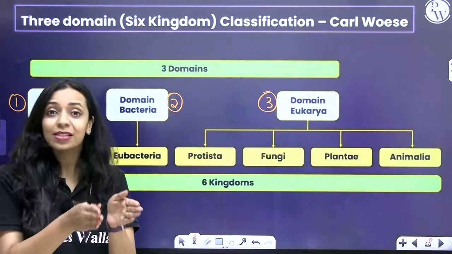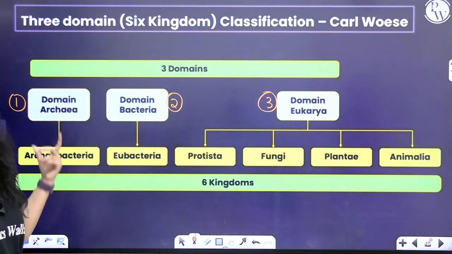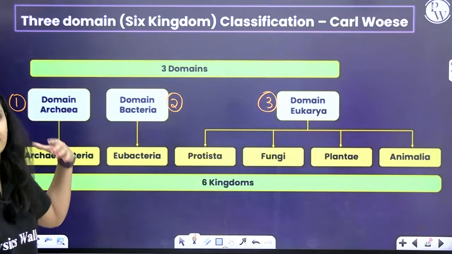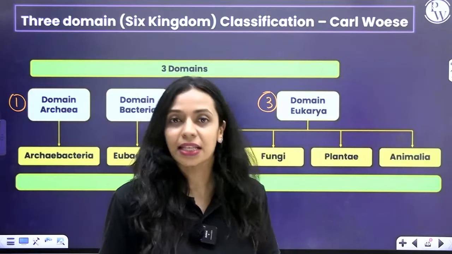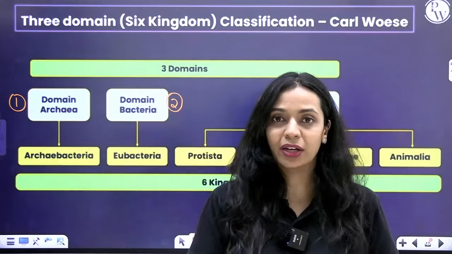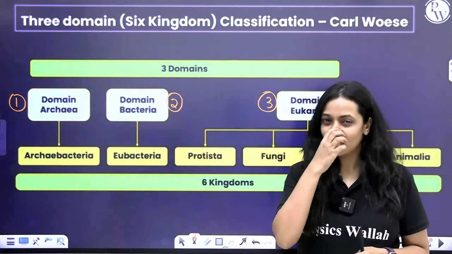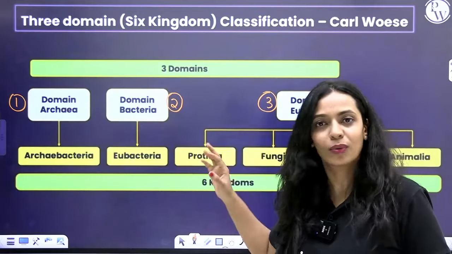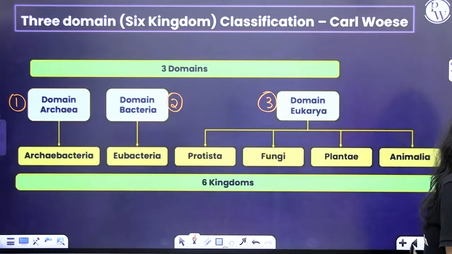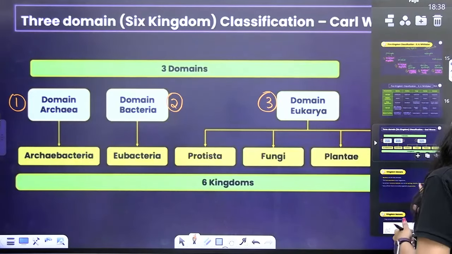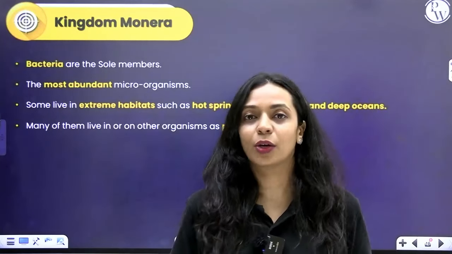And he splits Monera into 2 domains. One is domain Archaea, which includes Archaebacteria, and the other is domain Bacteria, which includes Eubacteria. So how did we get the 6 kingdoms? Monera was split into 2 kingdoms, and all of the other kingdoms remain the same. This is called the 3-domain classification. You don't have to know much about it, just know which are the 6 kingdoms and which are the 3 domains; that's sufficient. What are we going to do next? We will start learning about each kingdom of the 5 kingdom classification, starting with Monera.